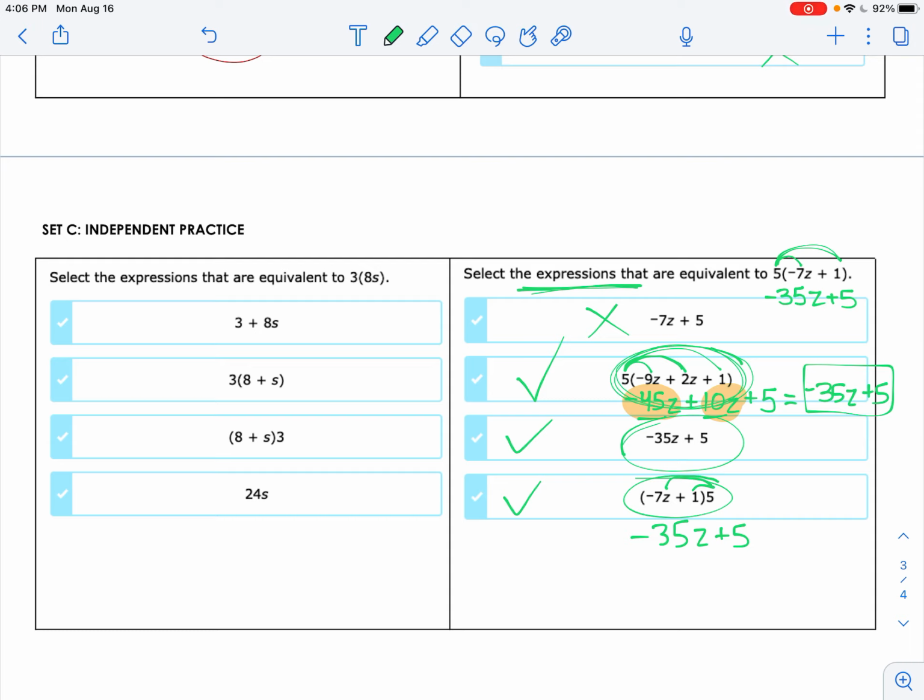So just keep that in mind. There could be 2, there could be 3, there could be 1. Possibilities are kind of endless. Just depends what you're given.